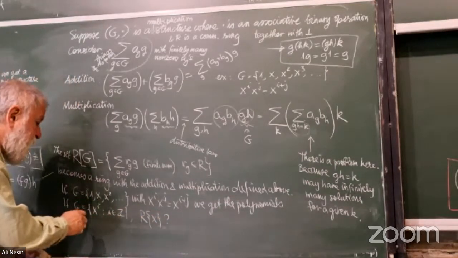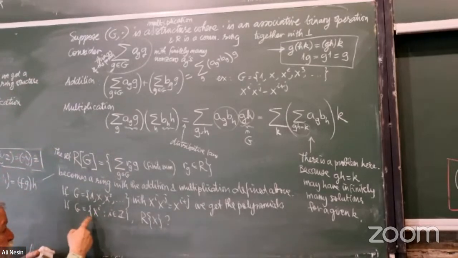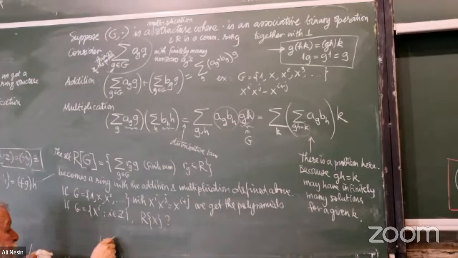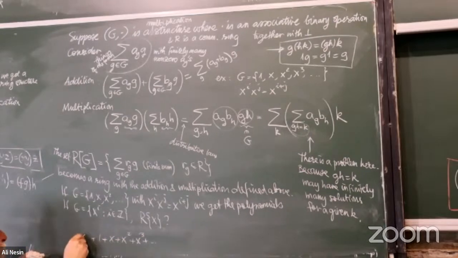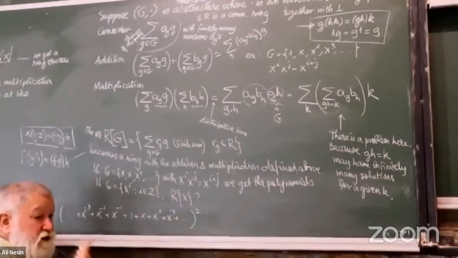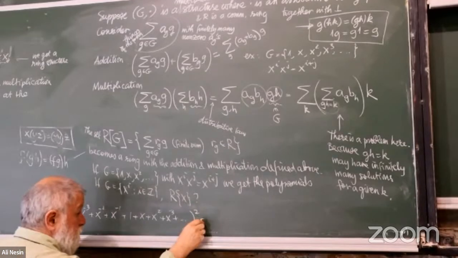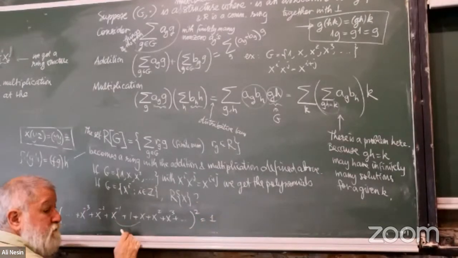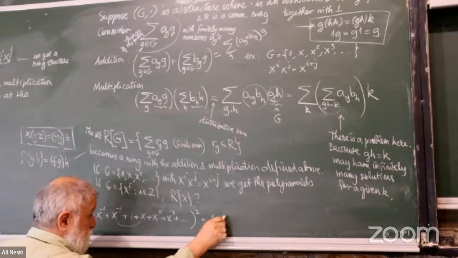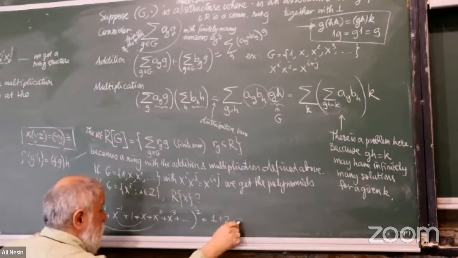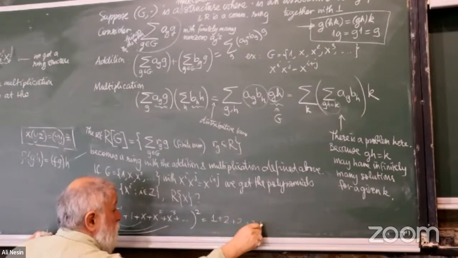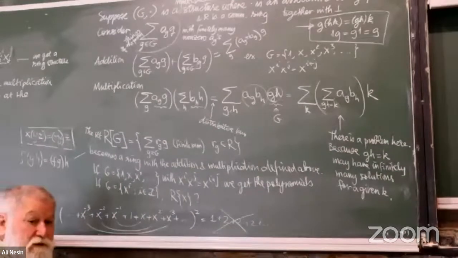But now, you see why I took finitely many non-zero coefficients. Suppose you take 1 plus x squared plus x cubed plus so on, and then also x to the minus 1 plus x to the minus 2 plus x to the minus 3, and so on. Now try to square this element and find the constant coefficient. You will get 1, plus twice this, plus 2, and then twice this, plus 2, and so on. So you will not be able to compute it.